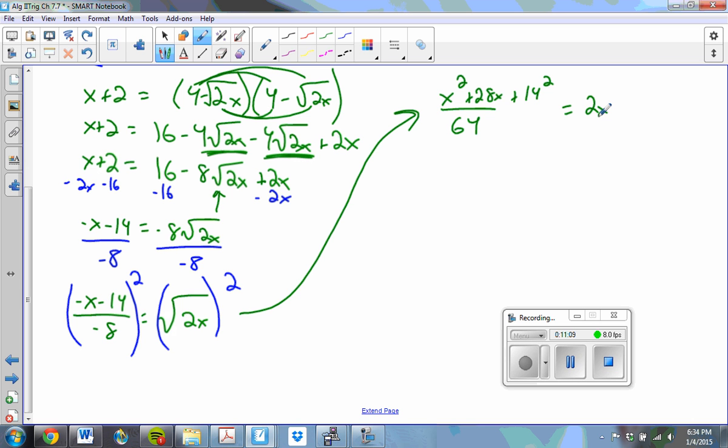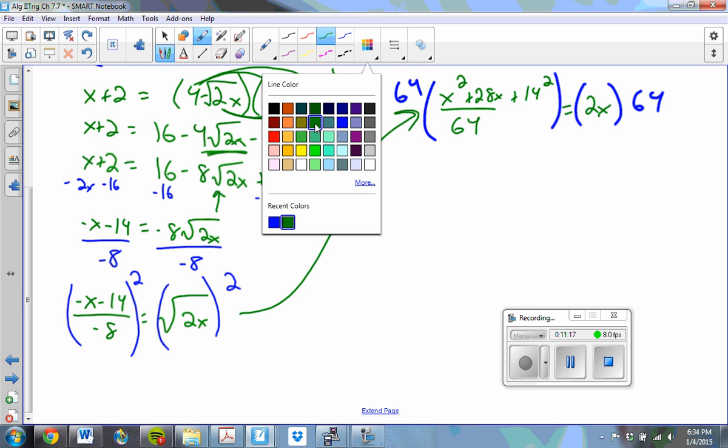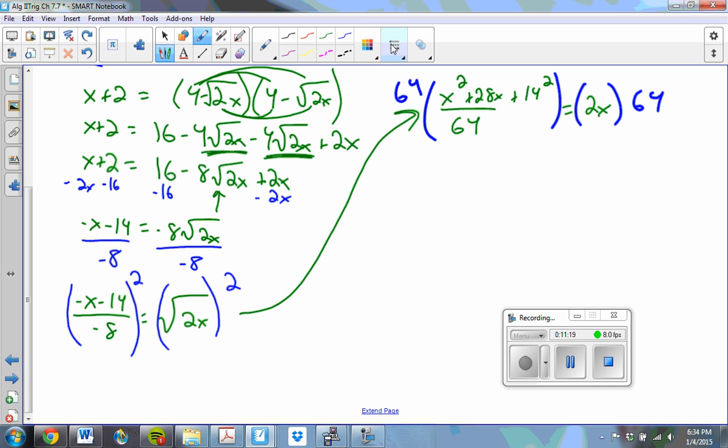I'm going to multiply both sides by 64. Get rid of this fraction. This is why dividing by 8 wasn't really necessary all along. We have x squared plus 28x.